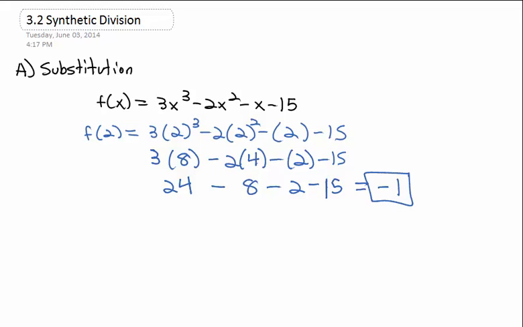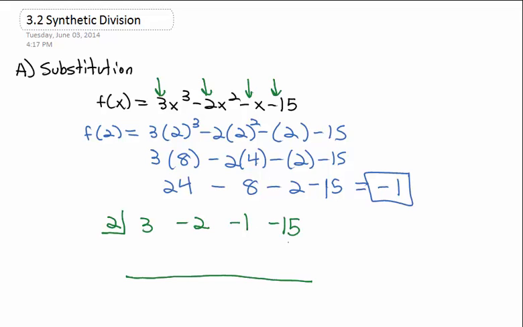That's not too bad to do, but I want to show you a neat little trick that we can do to make this substitution easier. It's called synthetic substitution. I put a little box over here on the side where I'm going to stick the number that we want to substitute in. We're going to substitute in a 2, and I'm going to draw a line here leaving 2 lines of space above, and put the coefficients of this problem all the way across. So it's 3, negative 2, negative 1, and negative 15. There's the setup. Now we bring this 3 straight down.